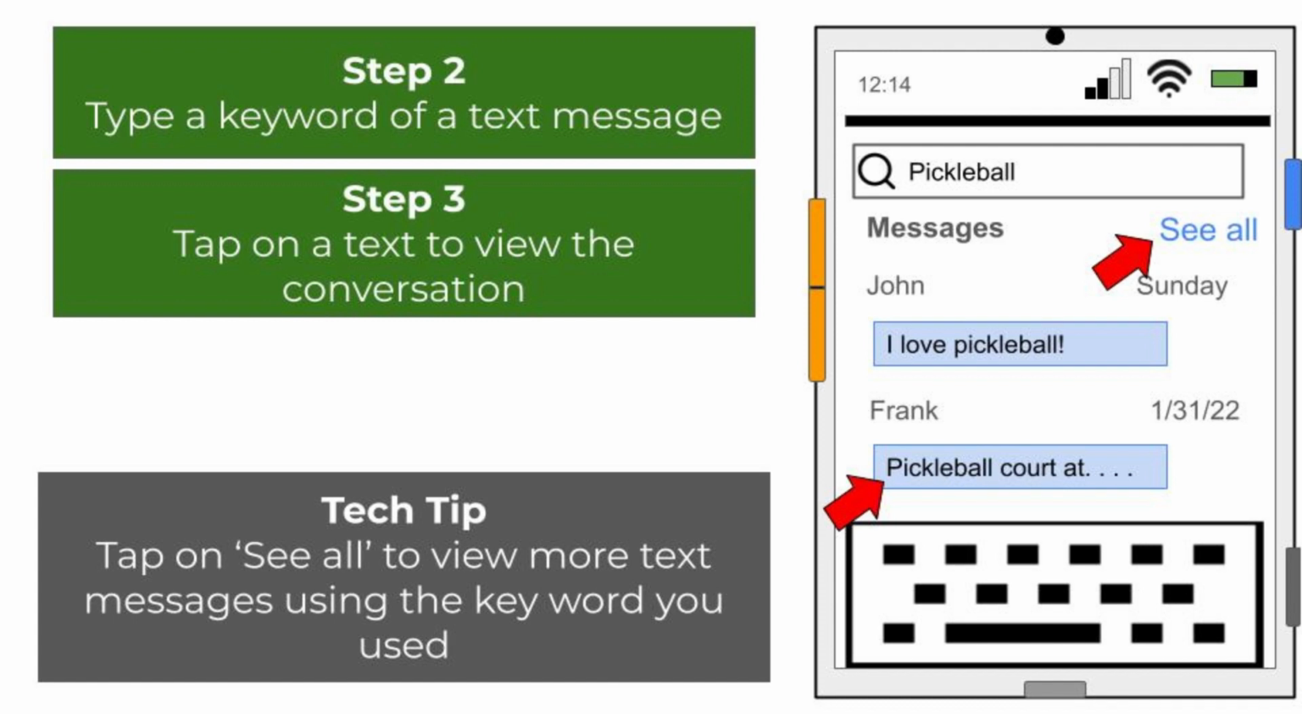Once you see the text you are looking for, tap on the text to view the text conversation. If you do not see the text you are looking for, tap on See All, located at the top of the screen, to view other texts with the keyword in it.